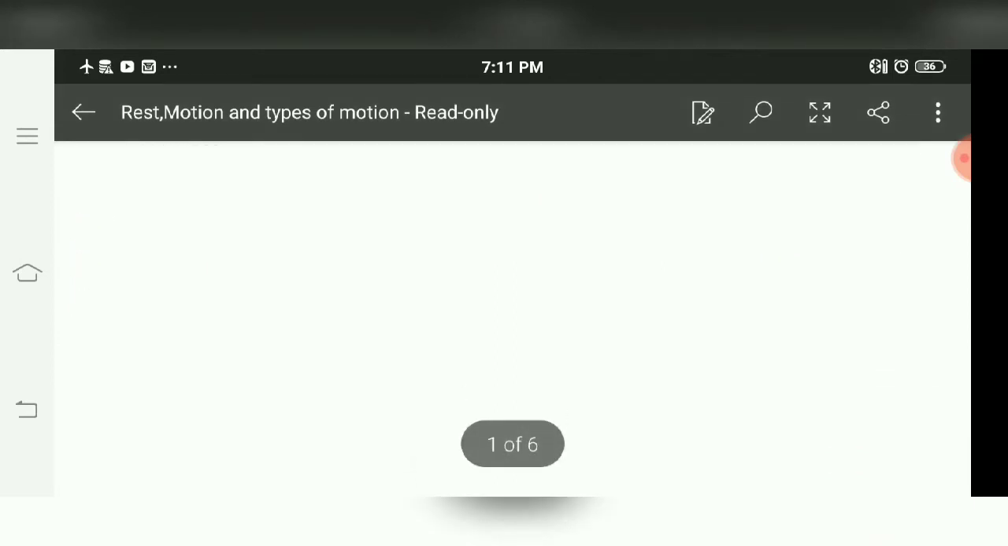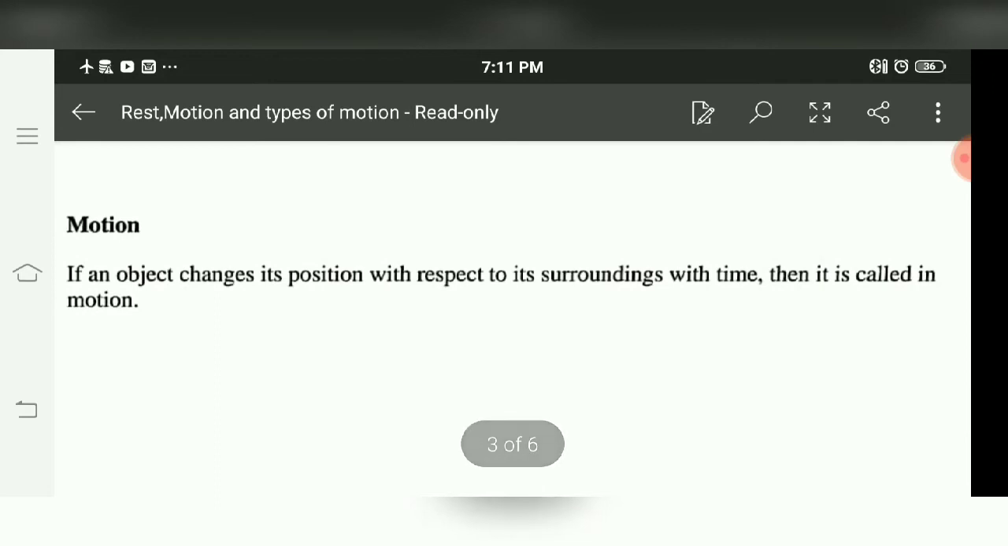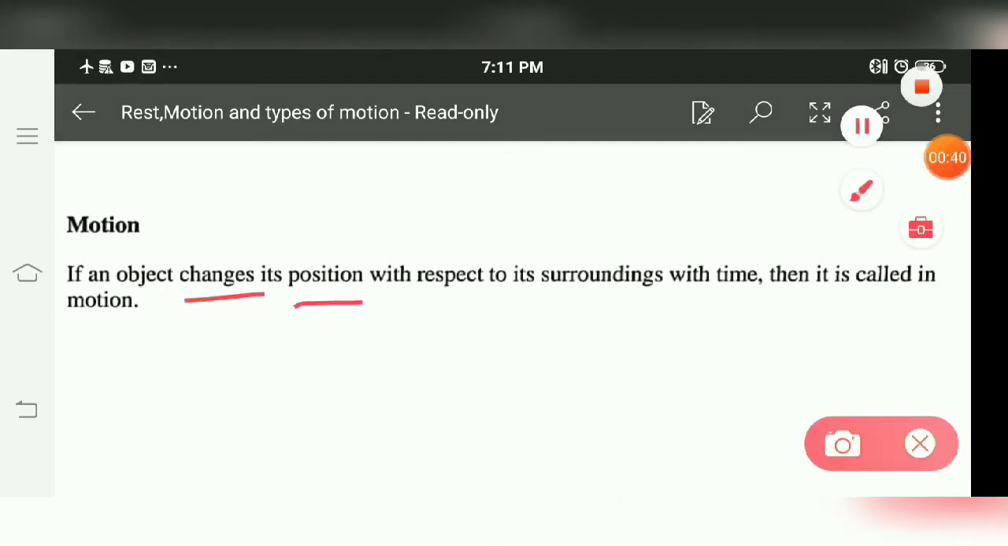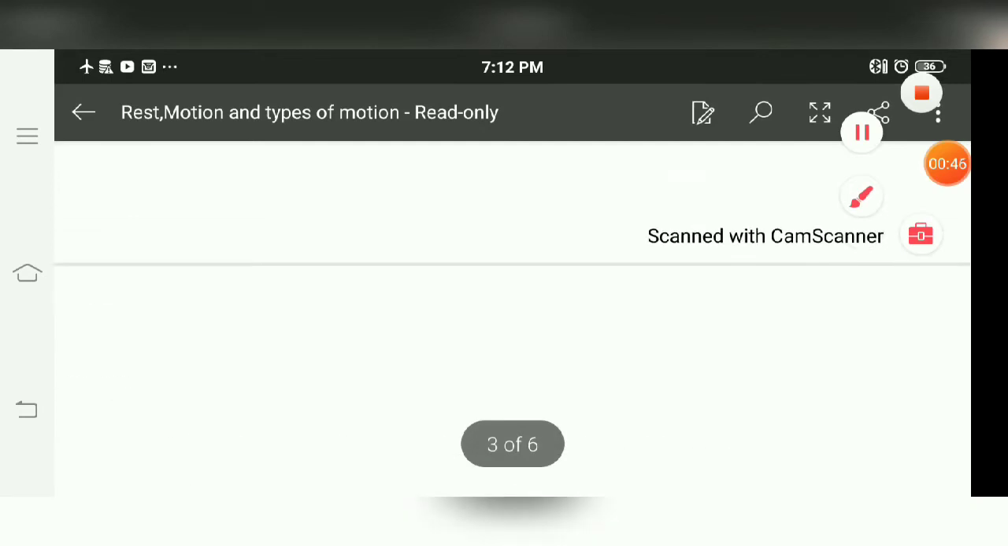And on the contrary, if an object changes its position with respect to the surrounding with time, then it's said to be in motion. Now what do these things actually mean?